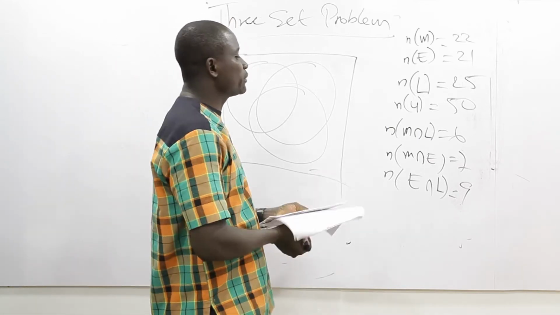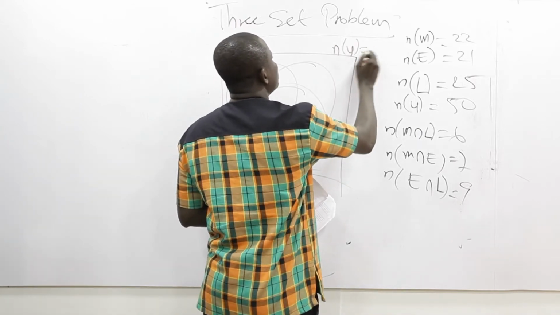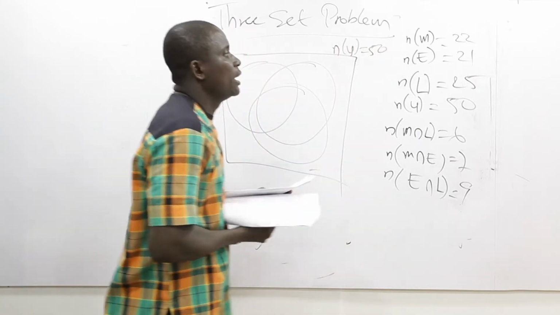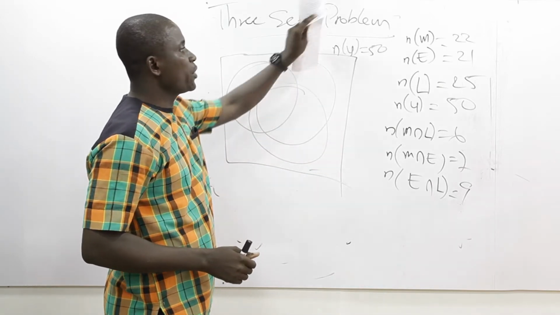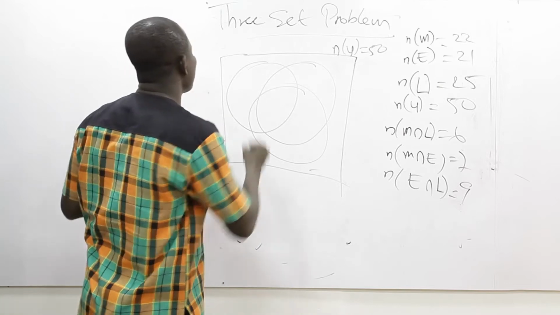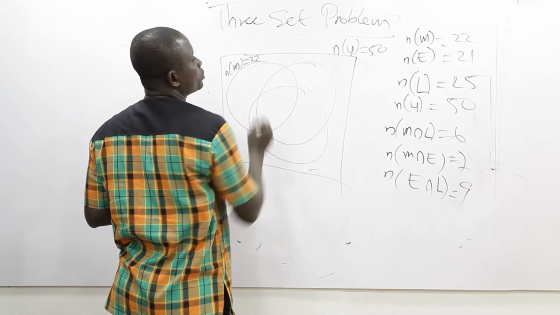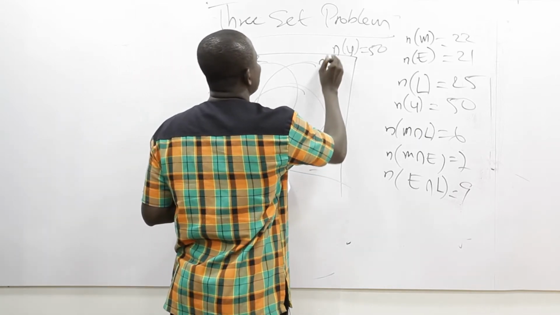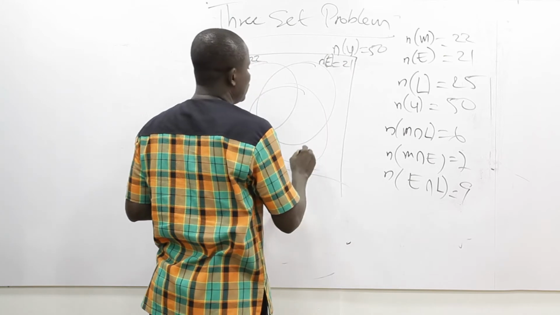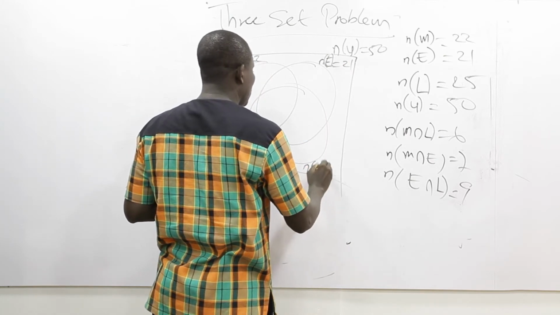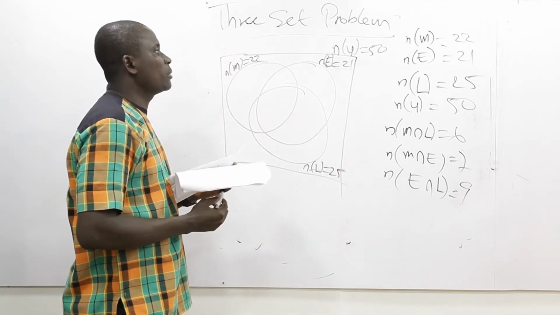What are you supposed to write first? What you are supposed to write first is that n(U) is equal to 50, right? After you do that, then he will give you the totals for the various subjects. For example, n(Maths) is 22. Then n(English) is 21. Then n(Life Skills) is 25. Look at the order by which I'm writing.